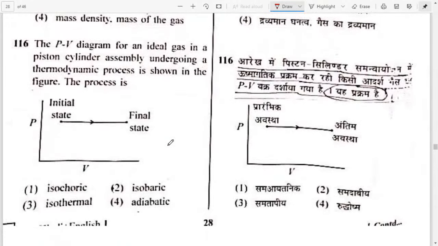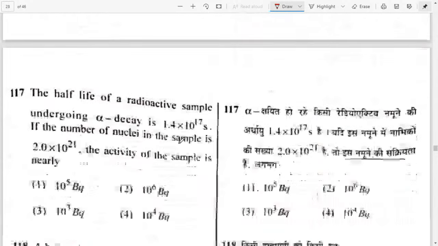Next, the PV diagram, that is the pressure and volume diagram for an ideal gas in a piston cylinder assembly undergoing a thermodynamic process is shown in the figure. The process is isobaric. The pressure is constant, so it is isobaric. Option number 2 is the correct option, students.